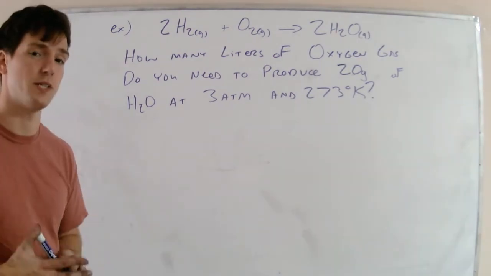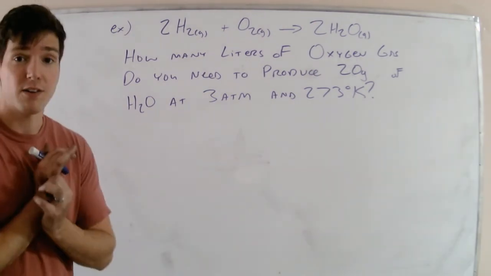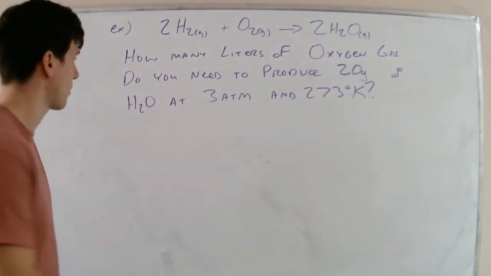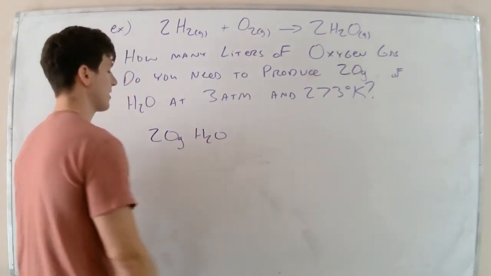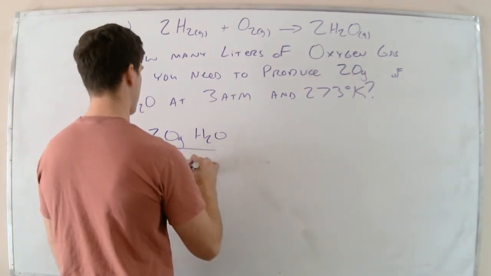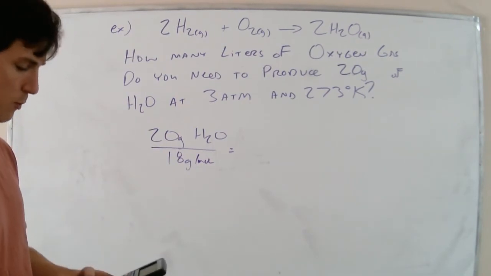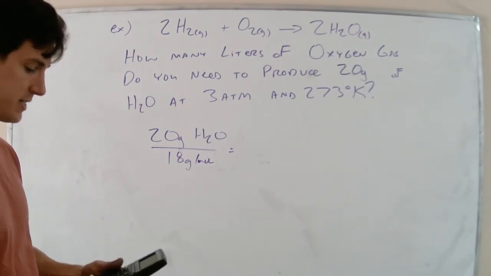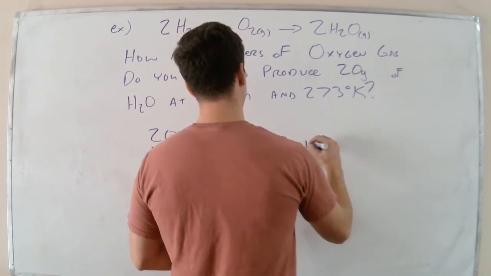So I gave you H2O, you want liters of oxygen gas. So we're going to be doing stoichiometry. You guessed it. Equation's already balanced. Let's go ahead and start with what we're given, which is 20 grams of H2O. And let's convert that to moles. We're going to divide by 18 grams per mole. So that is water. Going from one compound to another, 20 divided by 18 is 1.11 moles of H2O.